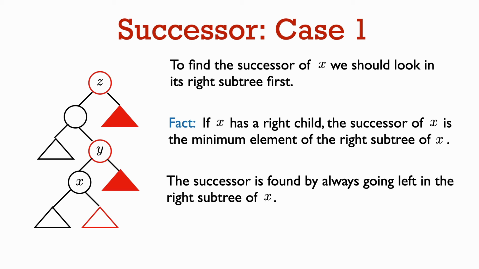We just walk down the subtree, always going left, so long as the left child of the node that we are at is not a null pointer. The key of the last node we reach on this walk, always going left, will be the successor of x.